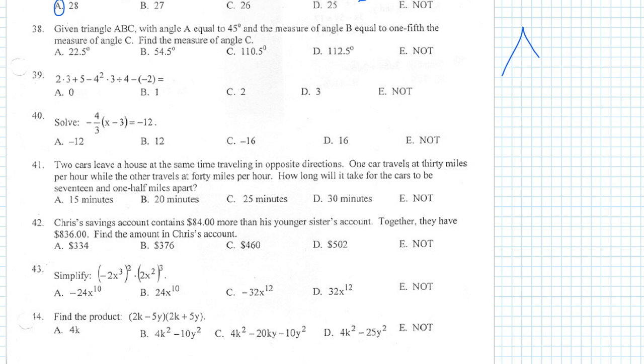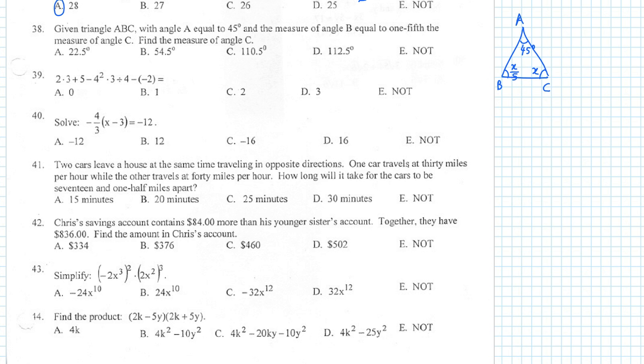So here's the triangle A, B, and C. Angle A is equal to 45 degrees, so this is given as 45 degrees. Angle B is equal to 1/5 of the measure of angle C. So let's assume that angle C is equal to x degrees. So angle B will be 1/5 of x, which is nothing but x divided by 5.